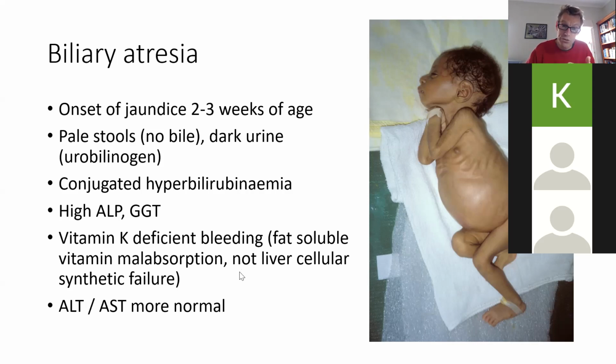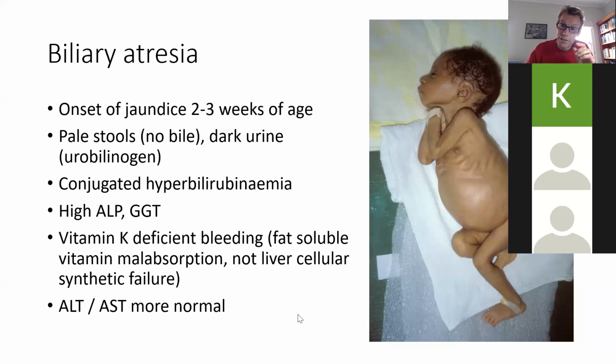Normally, the liver allows their fat-soluble clotting factors, and they only get absorbed by the gastrointestinal tract if you've got bile salts. And if there's no bile salts getting into the gastrointestinal tract, then factors 2, 7, 9, and 10 aren't high. So there's vitamin K deficient bleeding in biliary atresia usually. And often the AST and the ALT will be normal.